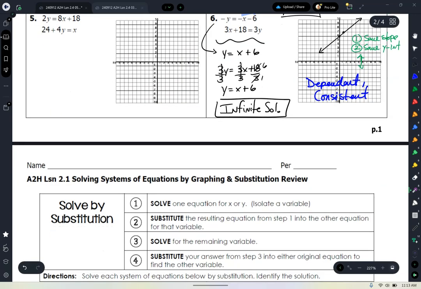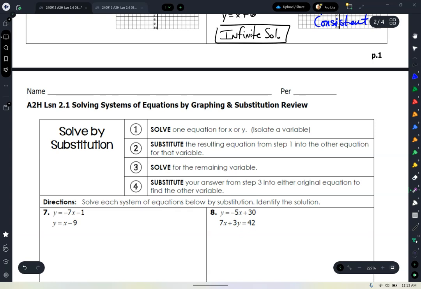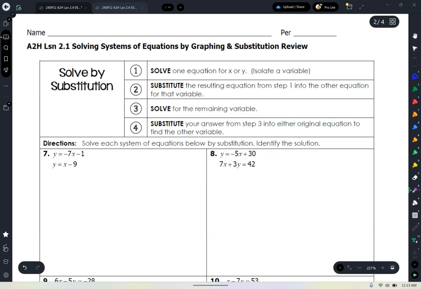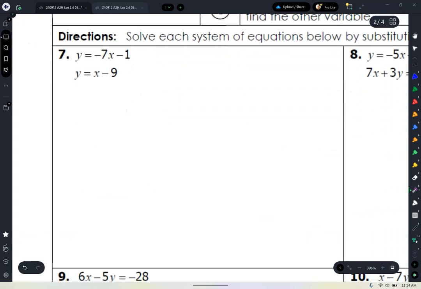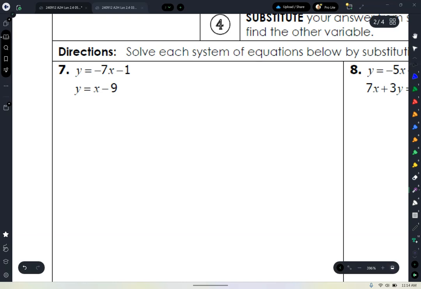Okay, let's talk about solving by substitution. Sometimes the instructions are a little funky, but the idea here is that we want to solve one equation for one of the variables. We're going to isolate a variable. Then we're going to take that and plug it back into the other equation. All right, so let's just start with this first one, number 7 here. You can see that this is a system of equations, and sometimes these are bracketed like that. Sometimes you'll see them bracketed like this. And that just reminds you to consider these at the same time.